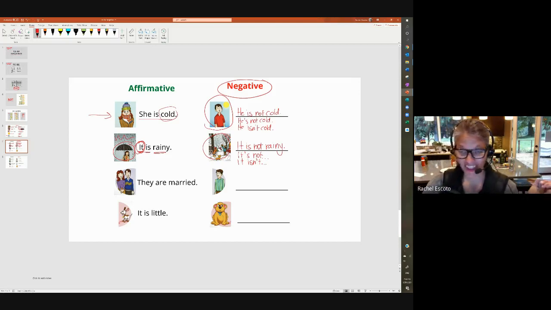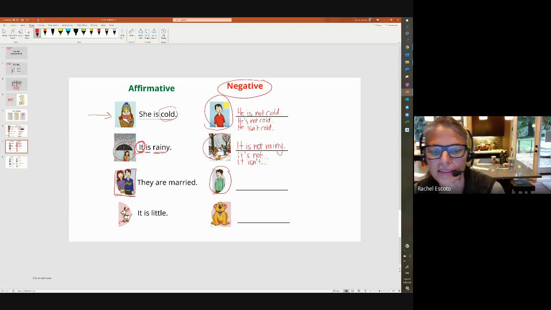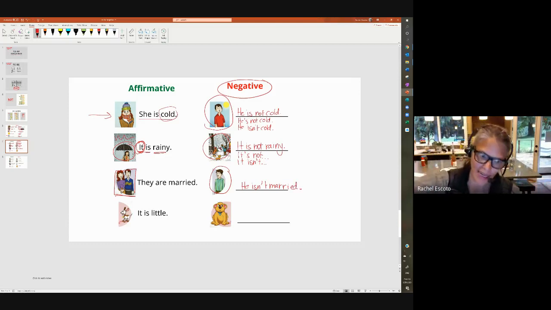Okay, good. All right, these two right here. They are married. Affirmative. This guy right here, we want a negative sentence. So something that he is not. He isn't married, right? We're not saying the affirmative, we're saying the negative.